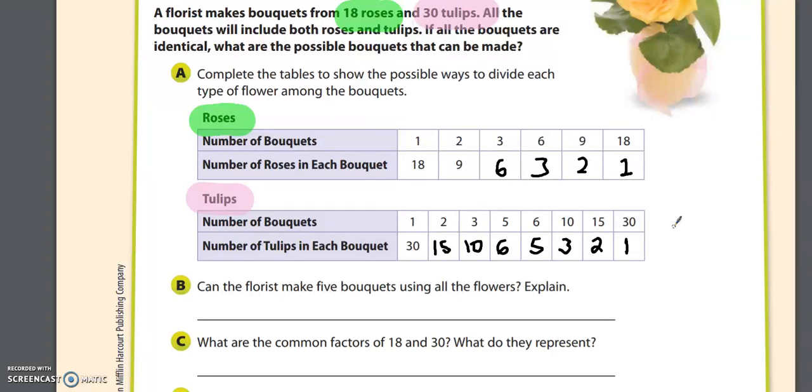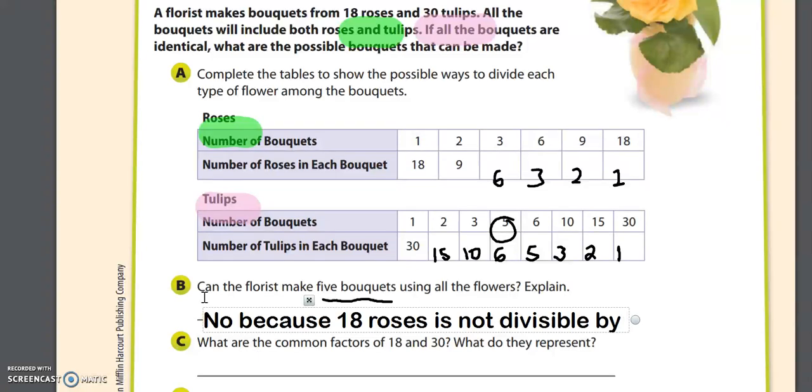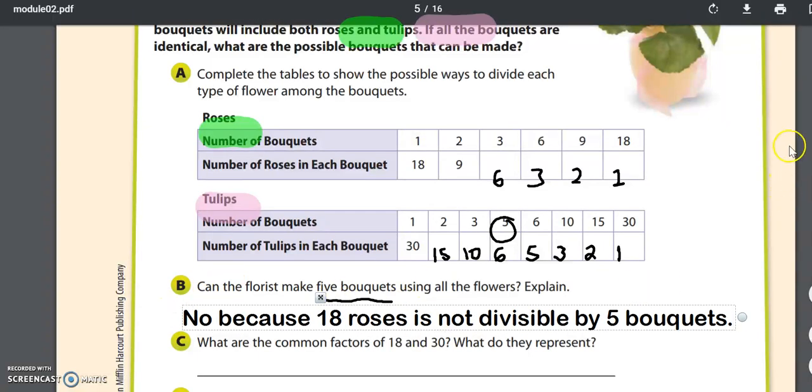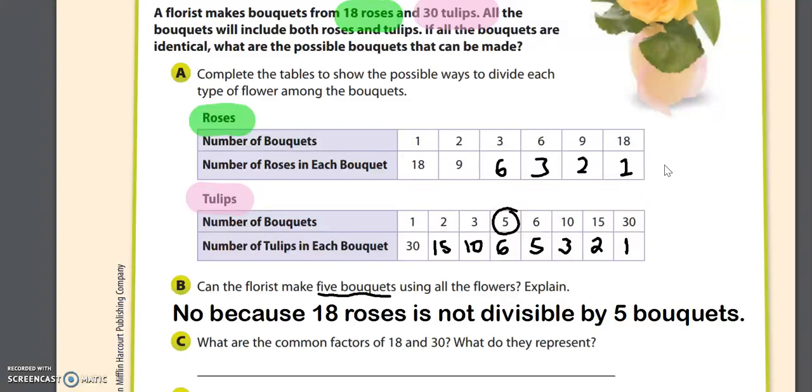Question B reads, can the florist make 5 bouquets using all the flowers? Part of me wants to say yes, because check this out. It says 5 bouquets. This right here means 5 bouquets. But can you see 5 bouquets in the other table? You cannot. It says explain. So I think the best answer here would be no, because 18 roses is not divisible by 5 bouquets. You might have written a simpler answer. If you simply wrote 18 is not divisible by 5, that would be good enough too. But the answer to question B is no, because 18 roses is not divisible by 5 bouquets.